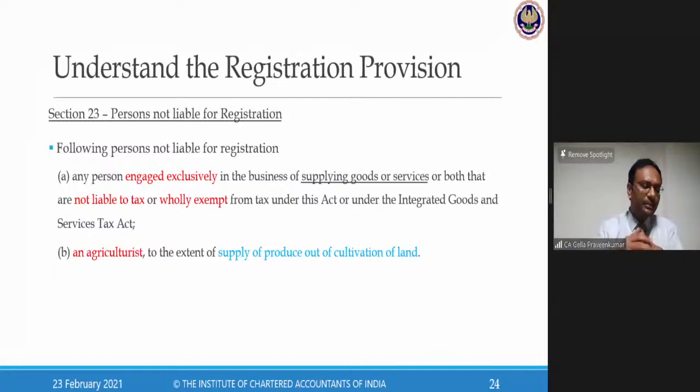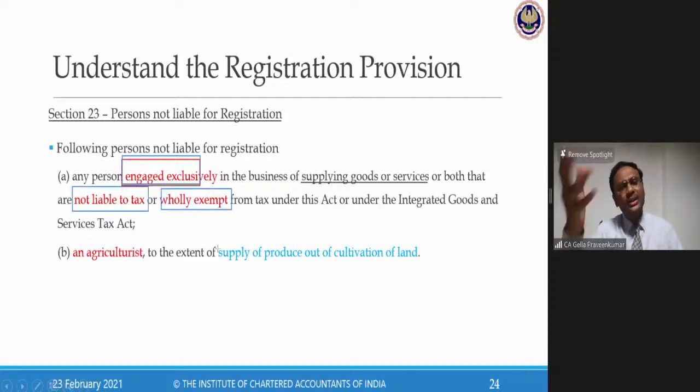Any person engaged exclusively in the business of supplying goods or services or both that are not liable to tax, or that are wholly exempt from tax under this Act or the IGST Act. So if you look into this particular provision, a person engaged exclusively in this business, what is that? Supply of goods which are not liable to tax, or supply of goods which are wholly exempt. No need to register. Example, petrol bunk.